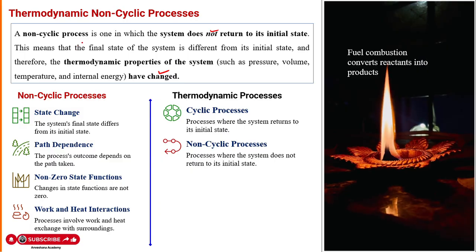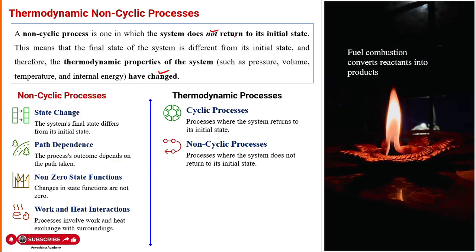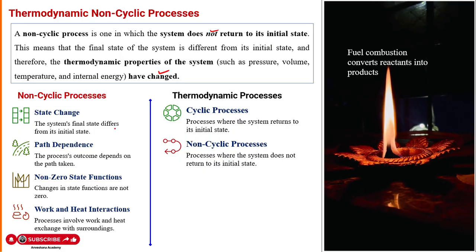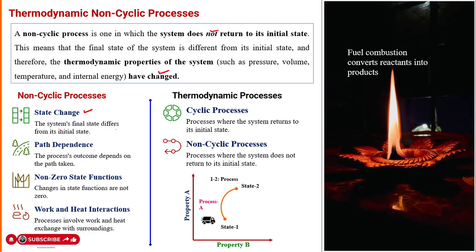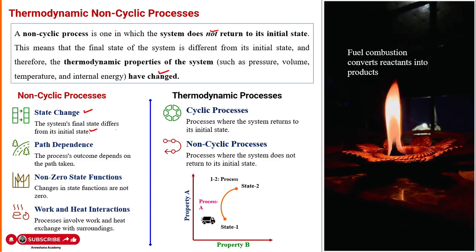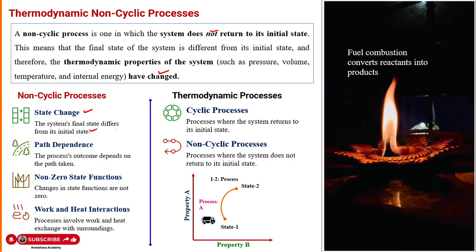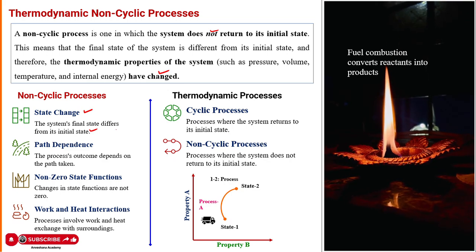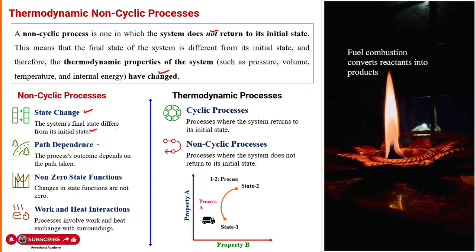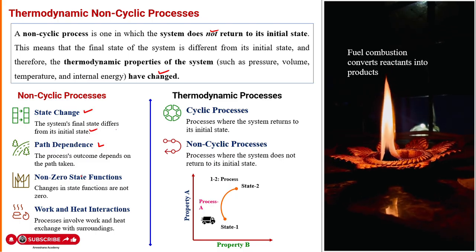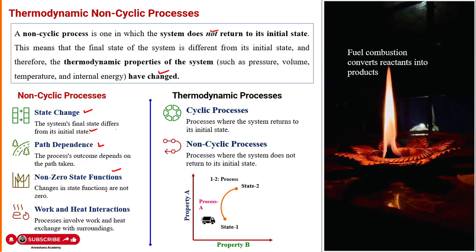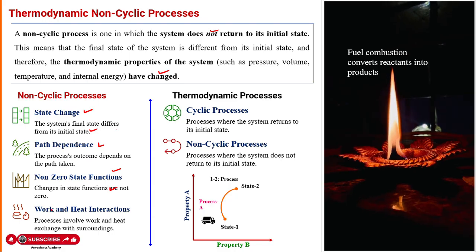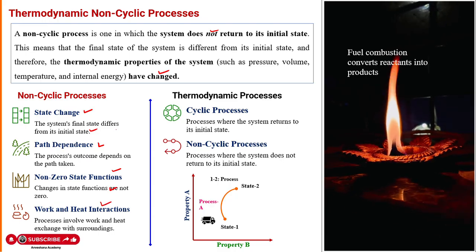What is a non-cyclic process? A non-cyclic process is the one in which the system does not return to its initial state. How is that? You can see here. So now the initial state changes. That means the system's final state differs from the initial state. The initial state and final state are different, but in a cyclic process, both are the same. This non-cyclic process is path dependent. It is path dependent with non-zero state function changes. That means changes in the state functions are not zero. One more thing, in a non-cyclic process, work and heat interaction take place.